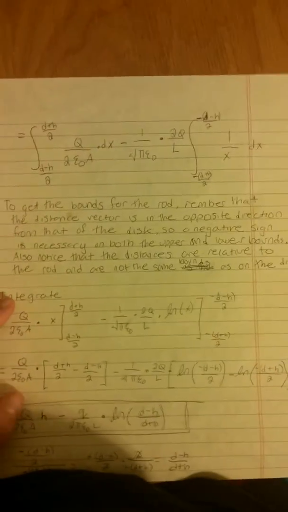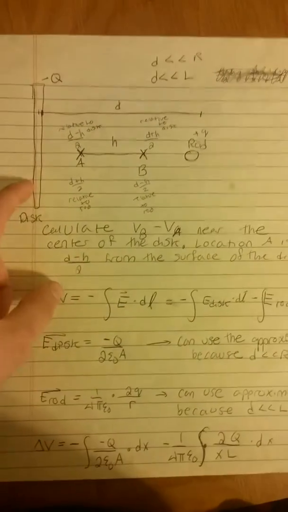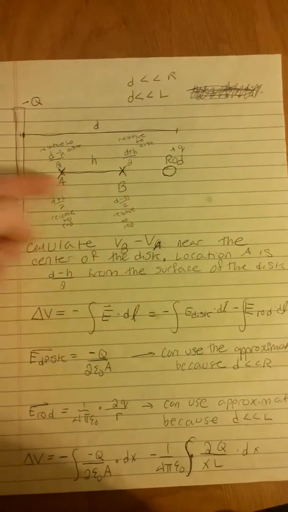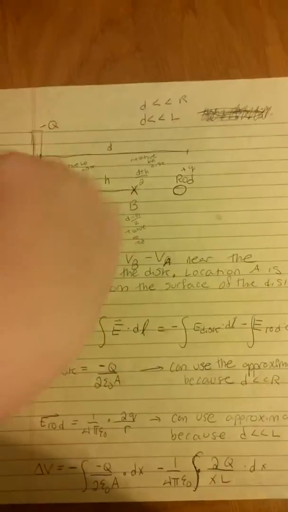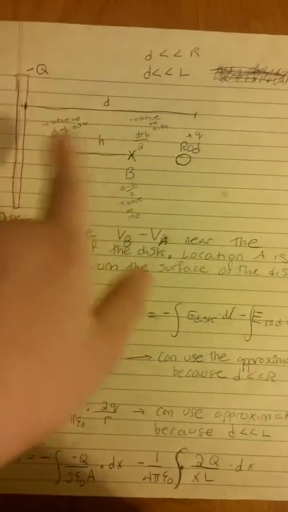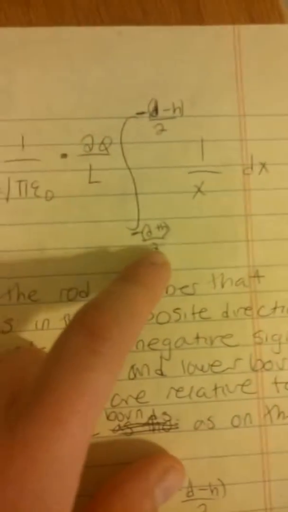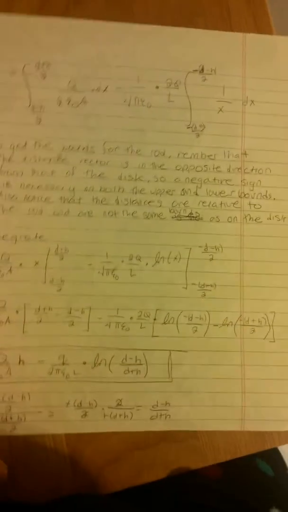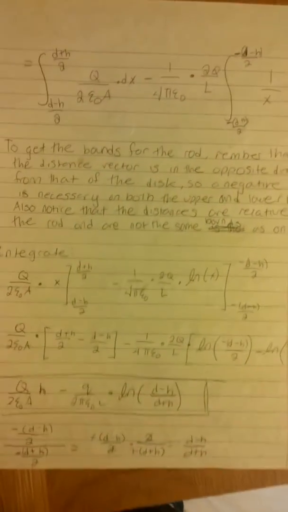Notice there's an extra negative sign because the distance vector would be going in the opposite direction from the rod. The distance vector goes this way, and the rod goes the other way. So there's an extra negative right here on both the top and bottom bounds. So all we have to do once we get the bounds is to integrate them.